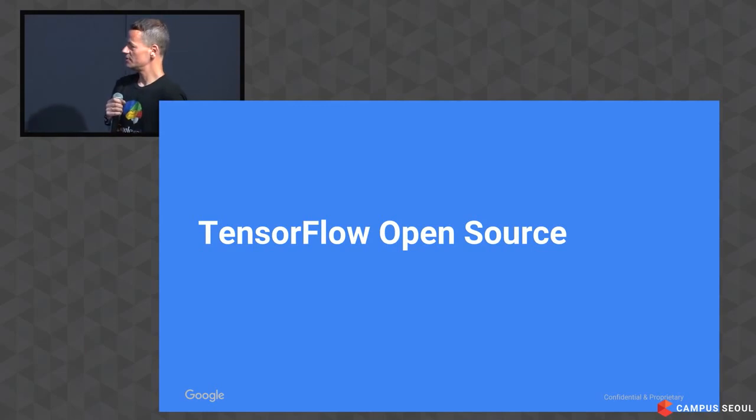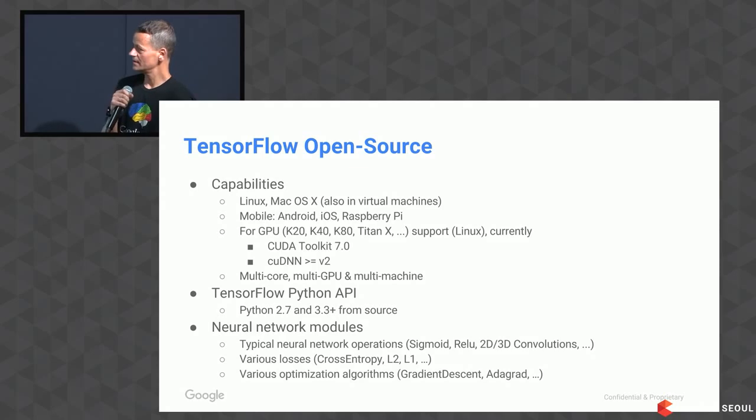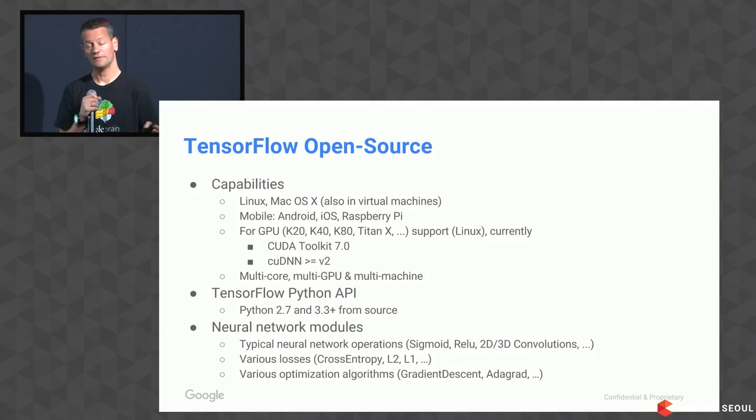Okay, so TensorFlow open source. This is again a little bit more technical. So the capabilities, many of you have tried it, you already know, but for the people who haven't tried, it usually runs on Linux. It also runs on Mac OS X, also in virtual machines. I've tried that. So in Windows, you can install VMware, install Linux in VMware, and then run it on that Linux. It runs on mobile, on Android, on iOS. Now I've heard on Raspberry Pi, although I haven't tried it.